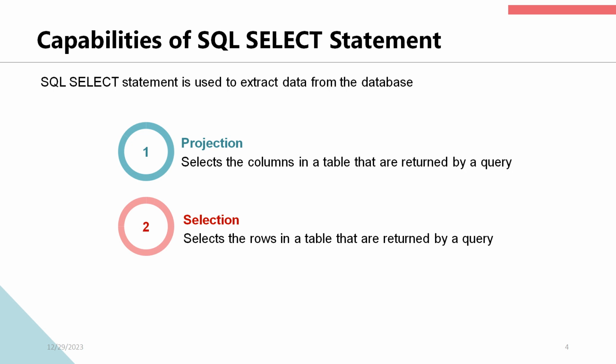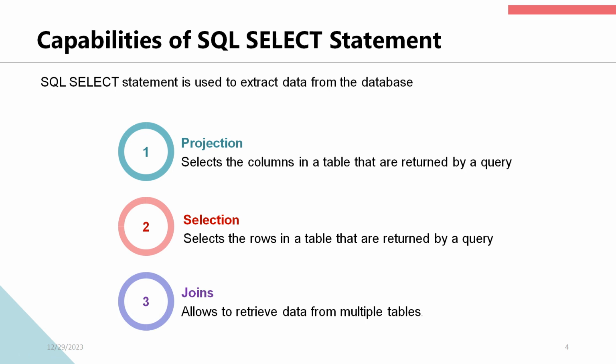Here, with either a projection or the selection, if you observe, we are retrieving data from only a single table. But in real-time situations, we can have data in multiple tables. So the third capability of select is using joins, which will basically allow you to retrieve data from multiple tables. So let us confine ourselves to the discussion of the projection capability in this video. So let us proceed with projection.